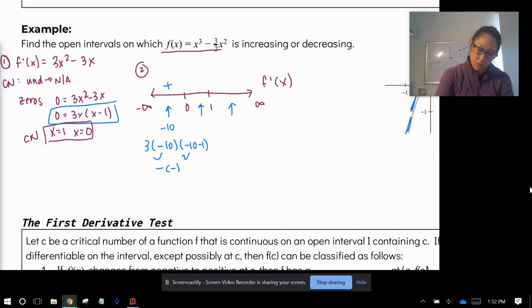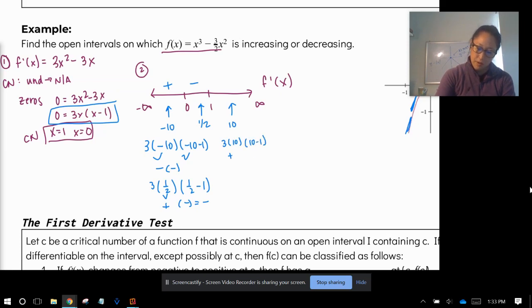Next up, I'm going to choose 1/2. So 3 times 1/2 times 1/2 minus 1. That is a positive. 1/2 minus 1 is a negative, giving me a negative. A positive times a negative gives me a negative. Last up, I'll choose positive 10. So 3 times positive 10 times 10 minus 1.